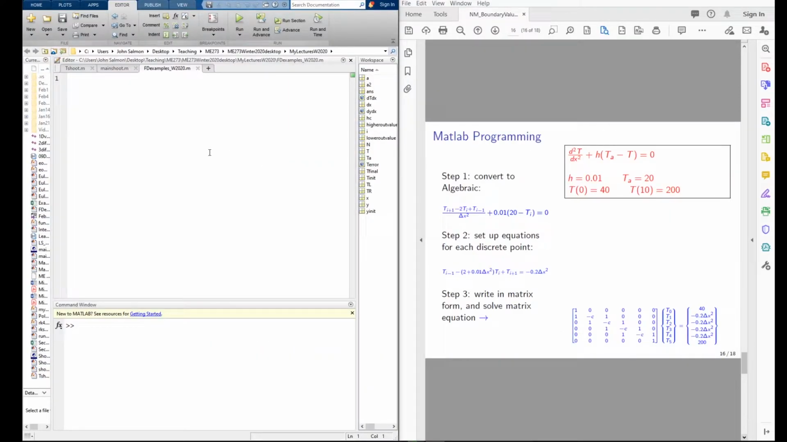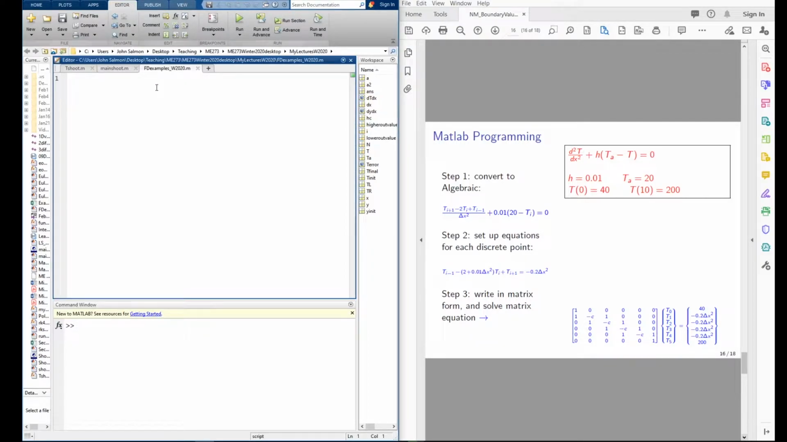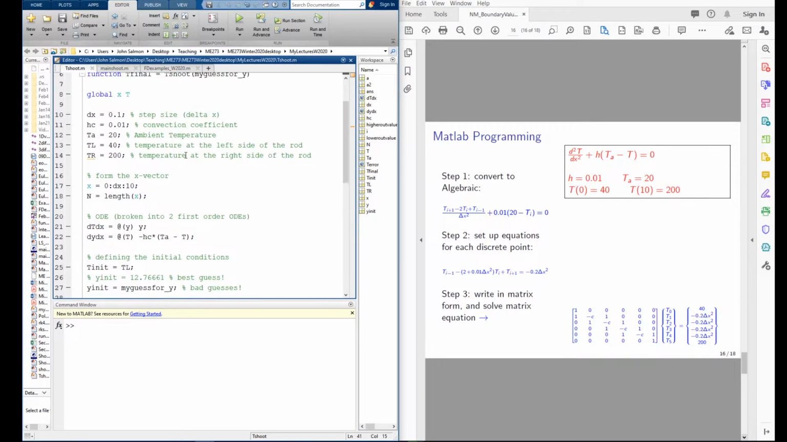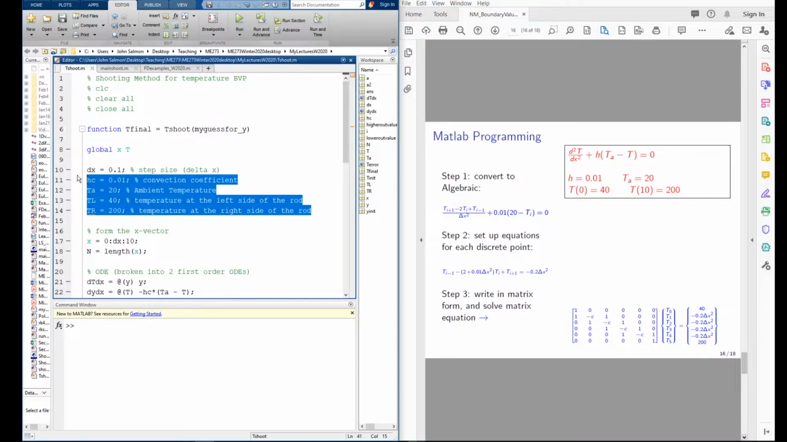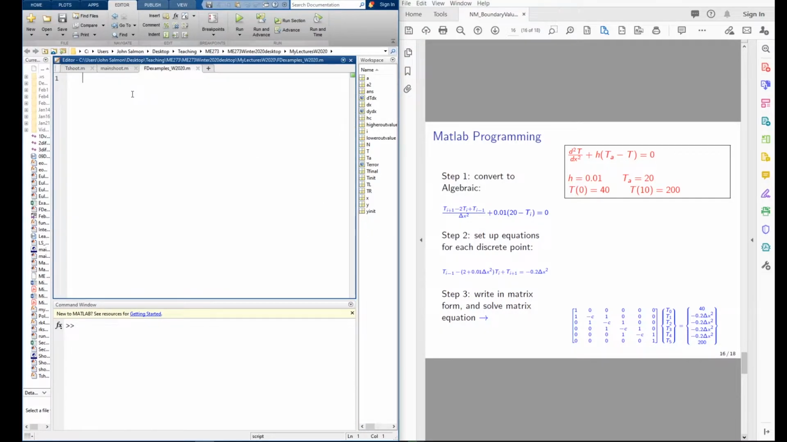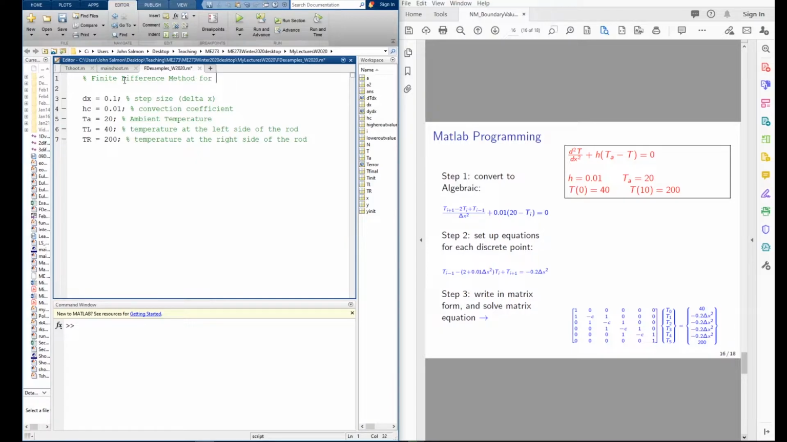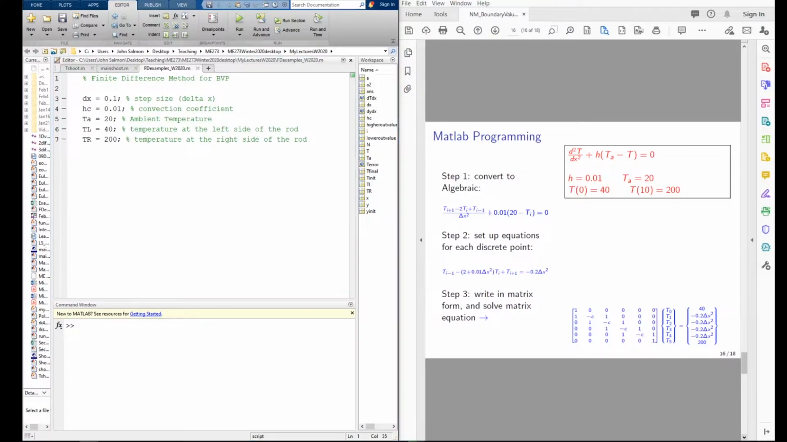All right, well, I'm in MATLAB again, and you can see that I've saved a script called Finite Difference Examples, Winter 2020, and I'm going to go back to my T-shoot and copy out a couple of the important things that I need, in particular this set of data right here. And I'm also going to label this finite difference method for boundary value problems.